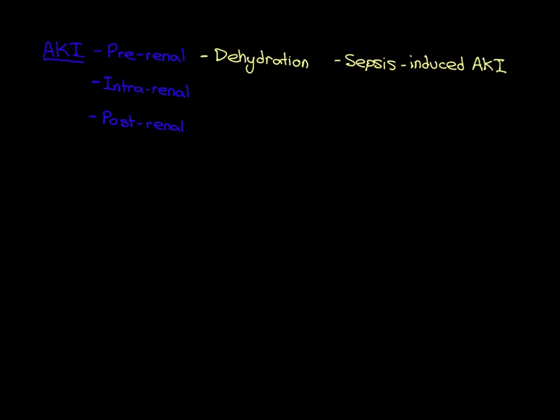So dehydration can produce an acute kidney injury, and that is counted as a pre-renal cause because it's nothing to do with the kidneys. It's a systemic problem.